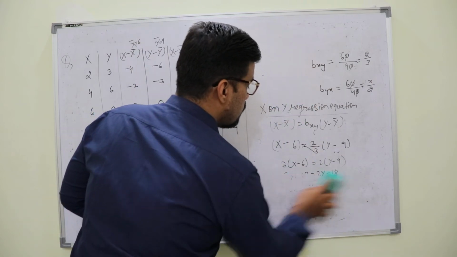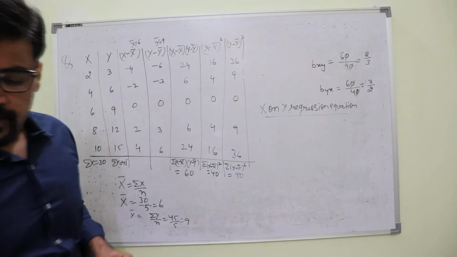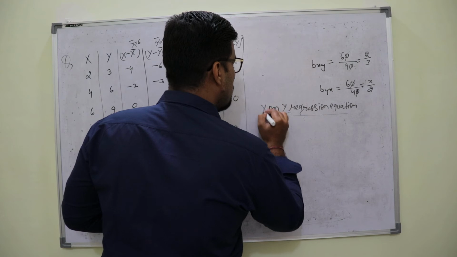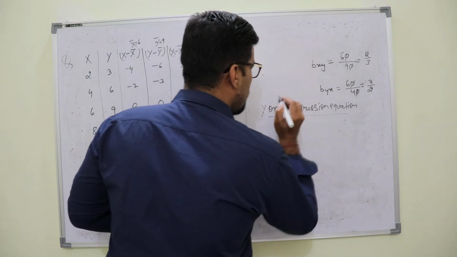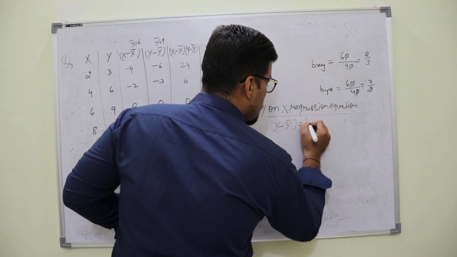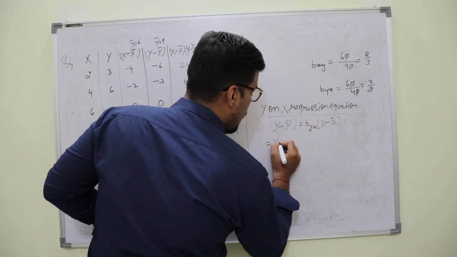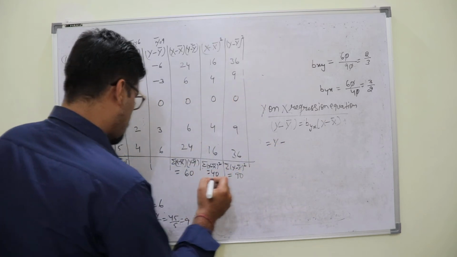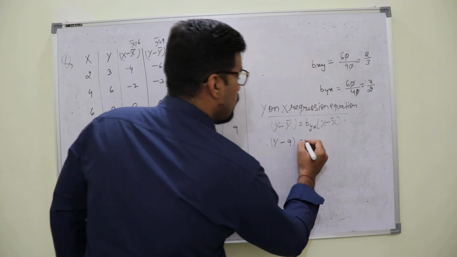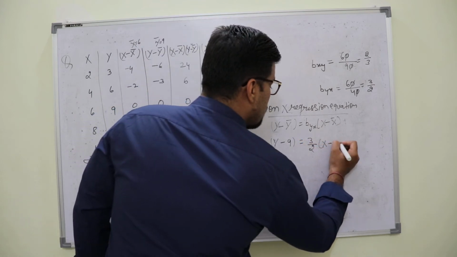Now coming back to the second equation, which is y on x. Now what is the y on x equation? y is the dependent variable and x is the independent variable. The y on x equation will be y minus y bar is equal to byx into (x minus x bar). Put the values. y minus y bar is y minus 9, is equal to byx, and byx is 3 upon 2, into x minus x bar, which is x minus 6.